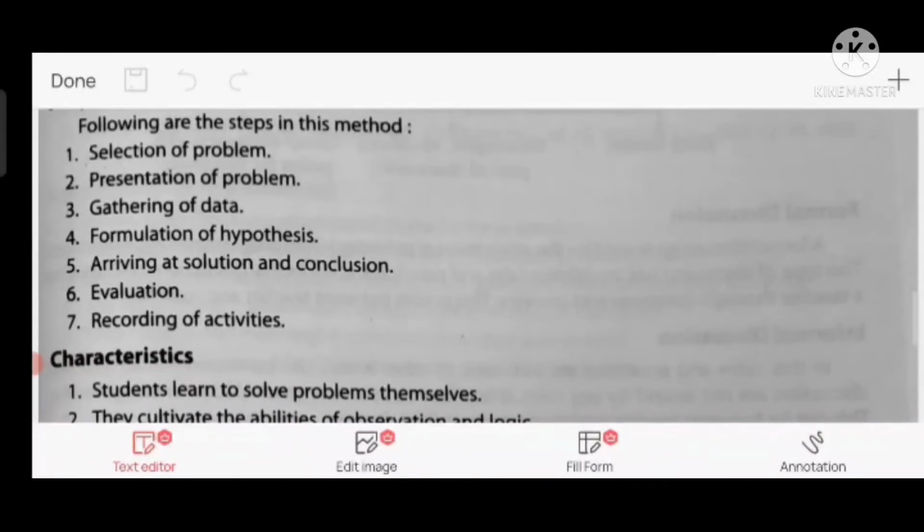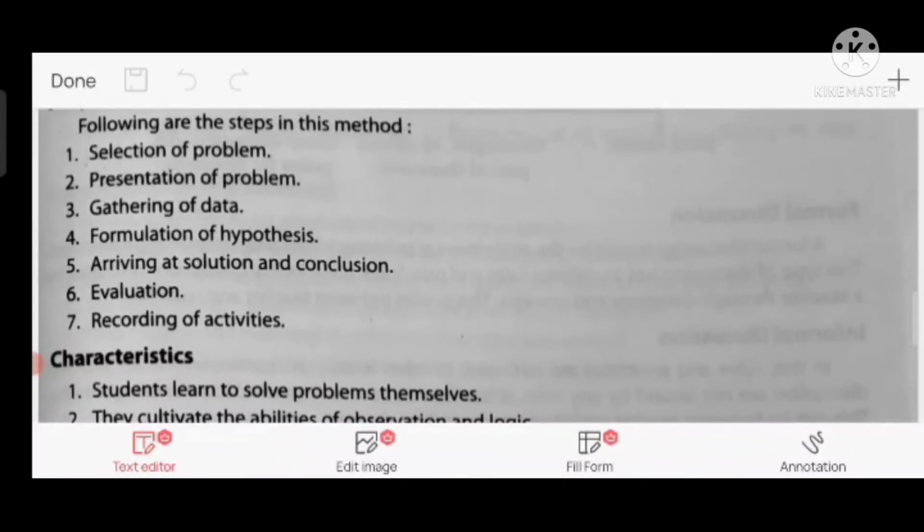Point number 6, they cultivate the spirit of teamwork. Point number 7, this is a motivational method. Point number 8, this is based on learning by doing. After that, we'll see the demerits of problem solving strategy.